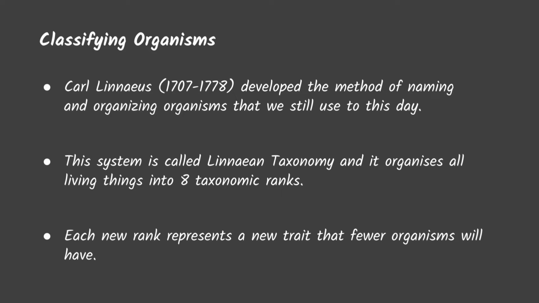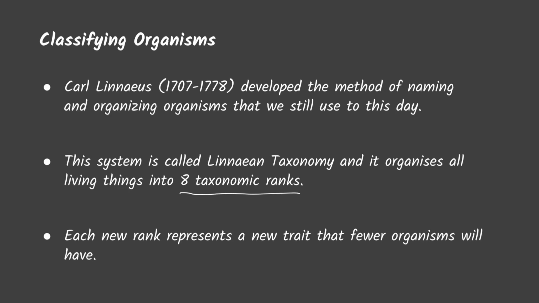However, many of the ways that we classify organisms have become more modern by using genetics and evolutionary history as well. The system is called Linnaean Taxonomy, and it organizes all living things into 8 taxonomic ranks. And we're going to look at those 8 taxonomic ranks later on in the notes. And by the time we get to the smallest taxonomic rank, which is a species, we're going to be down to a single organism because each new rank eliminates options.